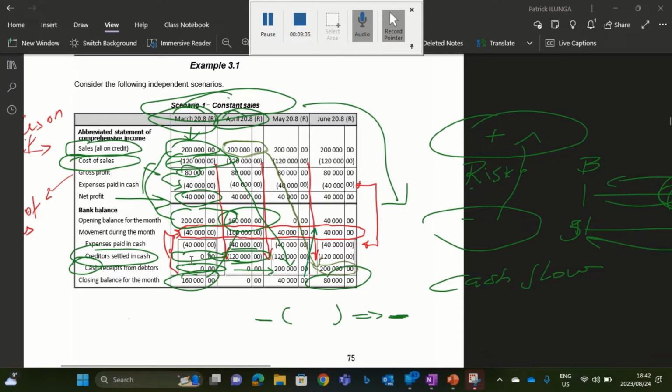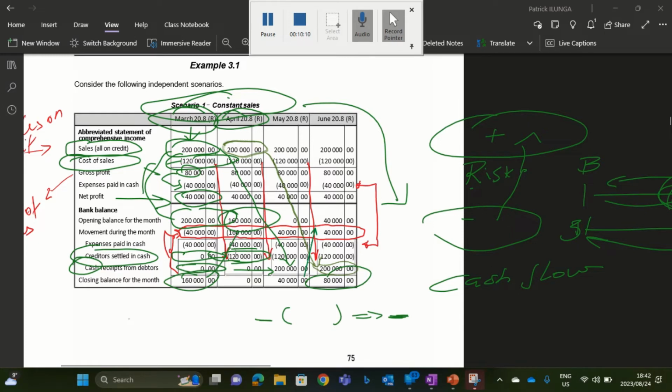So 40,000 will be minus from the opening balance, which will give us a closing balance for the month of 160,000. Now, that closing balance for the month of March will become the opening balance for the month of April. All right. Closing balance for the previous month becomes the opening balance of the following month. And as well, that 40,000 in expenses that was paid in cash is still reflecting.